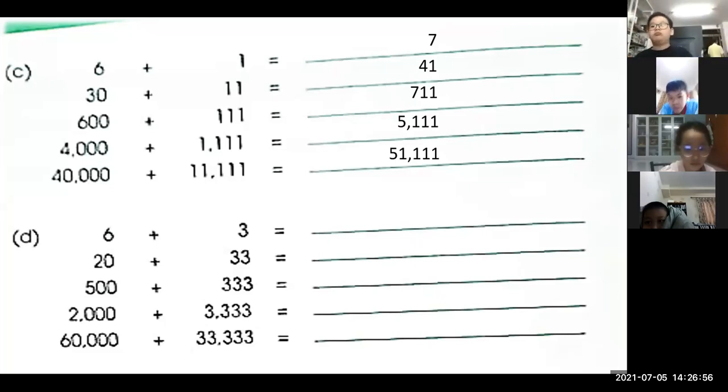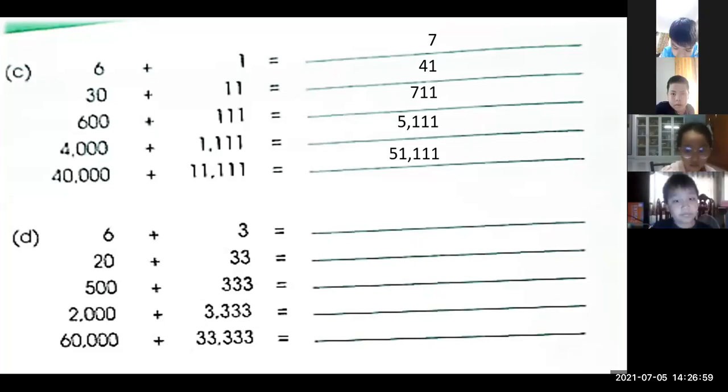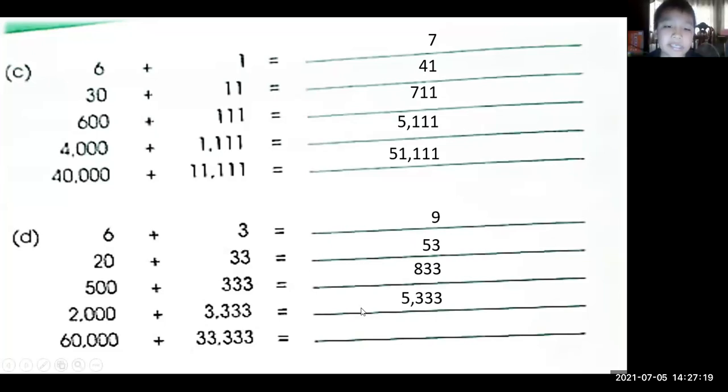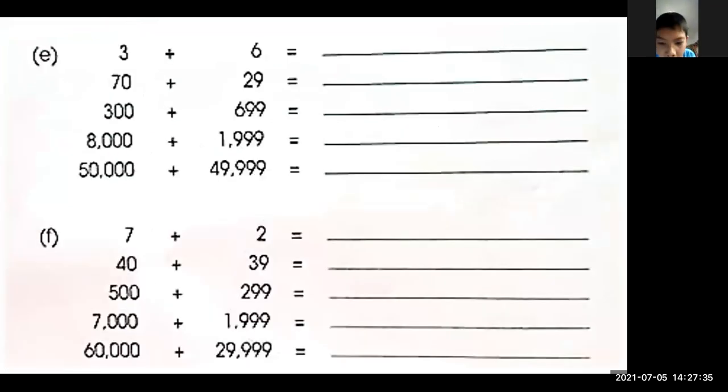All right. Letter D. 6 plus 3 is 9. 20 plus 33 is 53. 500 plus 333 is 833. 5,000 and... 9,300. Very good. And the next number is 93,333. So you can see here 3, 3, 3, 3, 3, 3, 3. Right? Now next. Letter E.